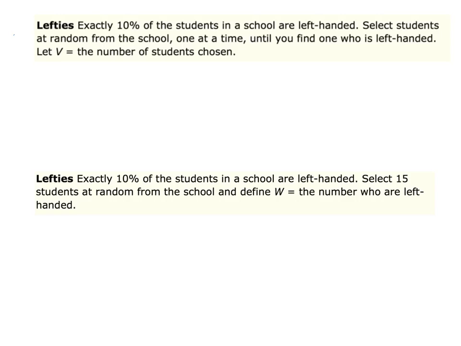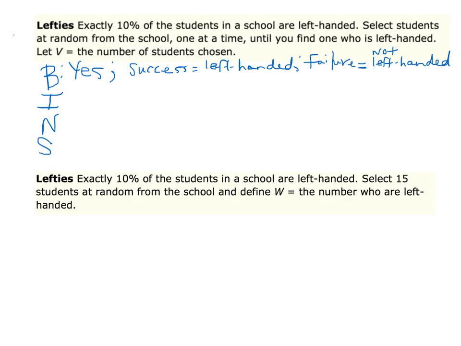We need to have binary outcomes. So can the outcomes that we're looking for be categorized as success or failure? I think here we would say yes. When I choose a student, they're either going to be left-handed or right-handed. Next, we want to know whether or not the outcomes are independent. So we're talking about the characteristic of one student being left-handed, whether or not that's independent of another student's left-handedness. And I think it's safe to say here that this assumption is valid.